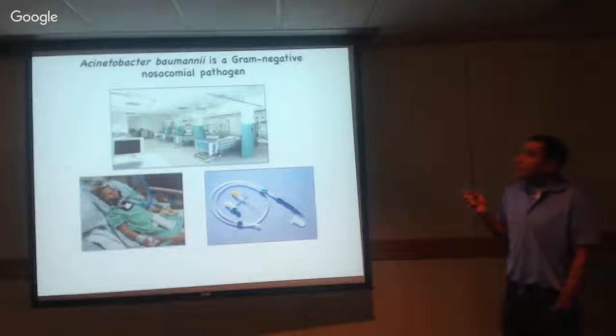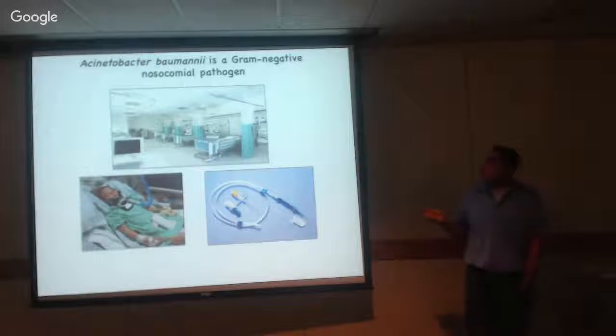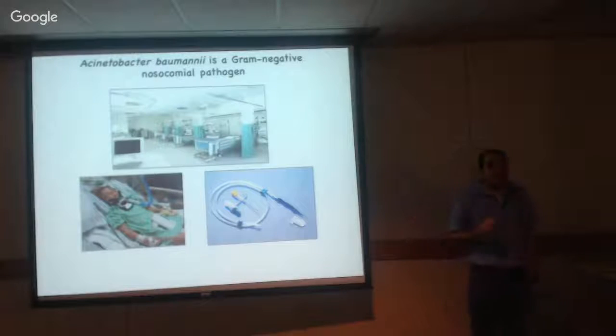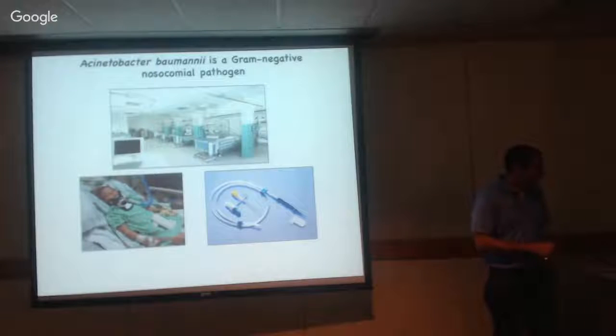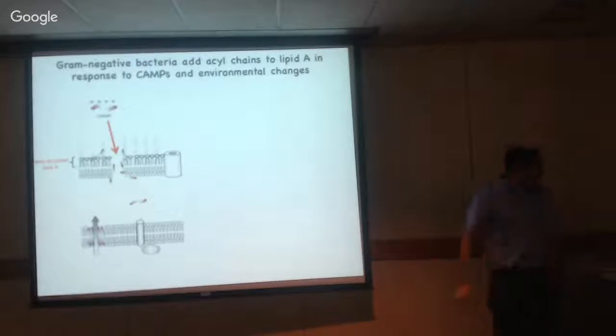Acinetobacter is unique in its ability to acquire drug resistance, and it can actually survive desiccative environments for months and years. So it can survive on inanimate objects in these hospitals for up to years. So it's an emergent pathogen that's becoming a problem in the clinic.